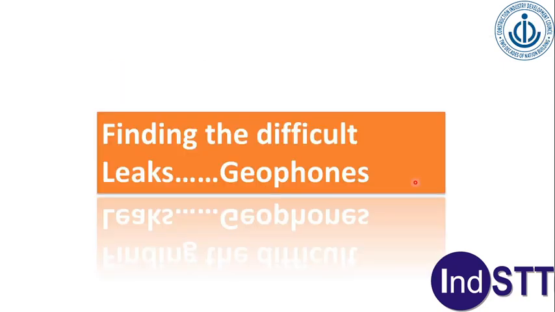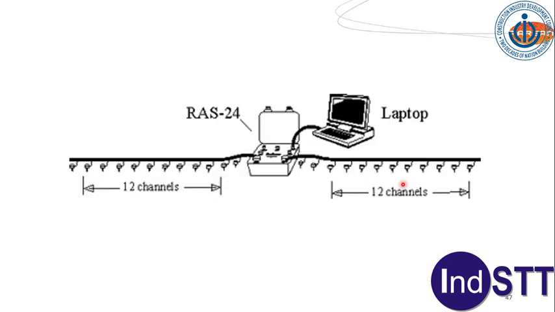There is another method to find difficult leaks, and that is based on acoustic. So we put geophones all along the pipeline. So these are geophones all along the pipeline. Like I had shown you earlier, this ground listening devices. So this is just a modern version of that.